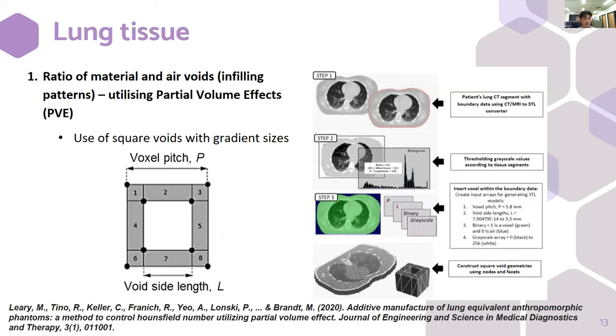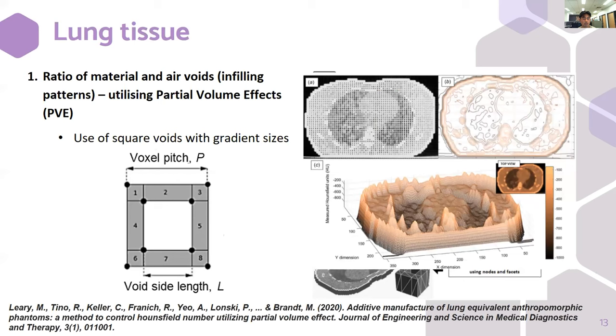So in our early work, we developed a patient-specific thorax phantom slab that utilizes a single slice of the patient CT data set. So here we modulated the various sizes of square voids depending on the pixel value found from the CT slice. Here we make use of partial volume effects, and we were able to modulate the achieved HU range of the phantom slab, as you can see in the mapped 3D contours of the CT image.